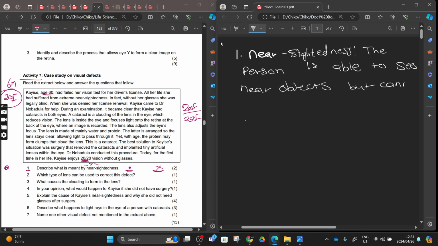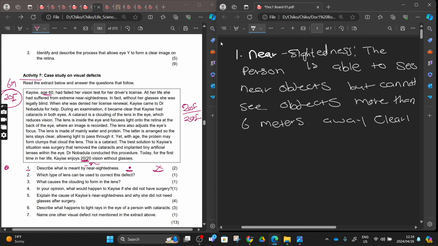but cannot see objects more than 20 feet or more than 6 meters away. Here we use meters in South Africa. Then we have to write clearly there, because if we don't write clearly, it will be like the person cannot see. The person can see, but we want the person to see clearly. So the person will be able to see a near object, but cannot see the object more than 6 meters away clearly. That will be another right.